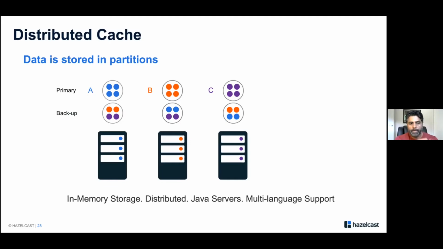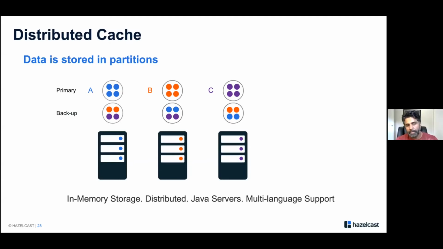There are 2 types of partitions that Hazelcast creates. One is primary. As you see, there are A, B, and C. For A, 4 blue primaries, 4 orange primaries, and 4 purple primaries. And then there is backup. So backup is basically the replica of your primary partitions. And the backups are also distributed.